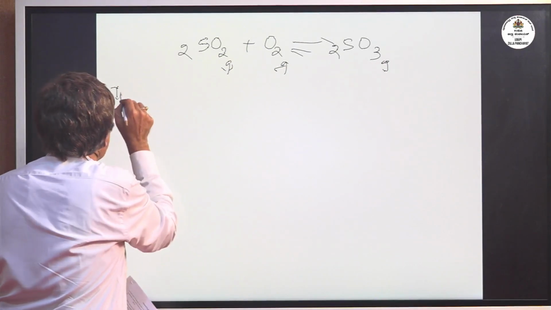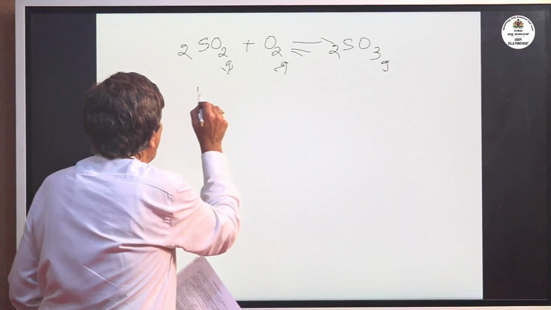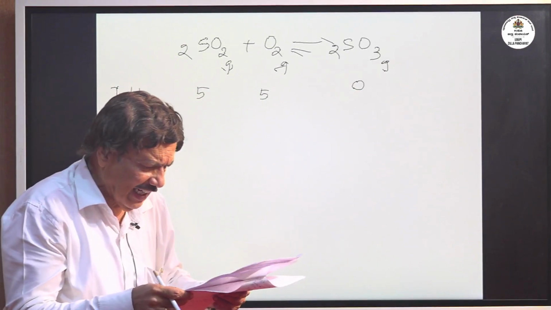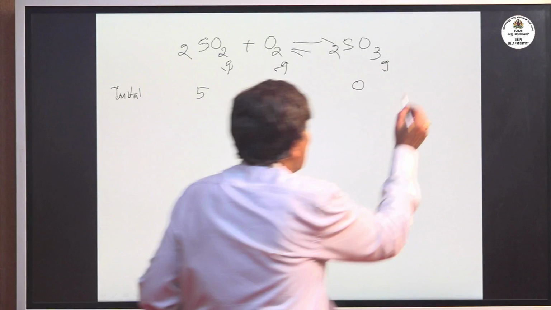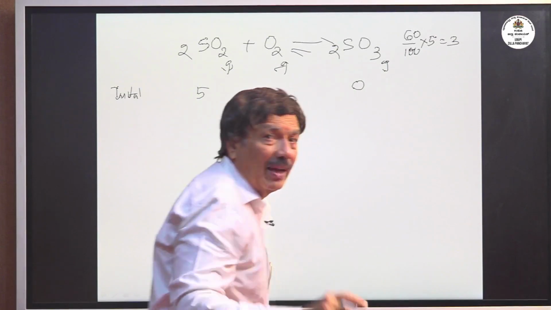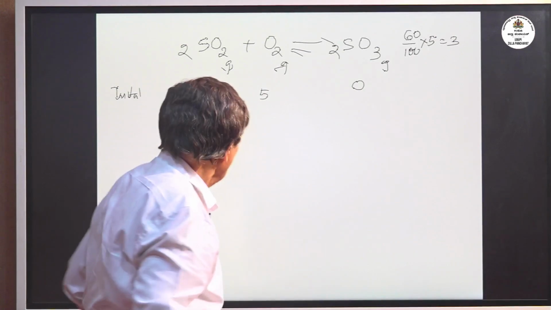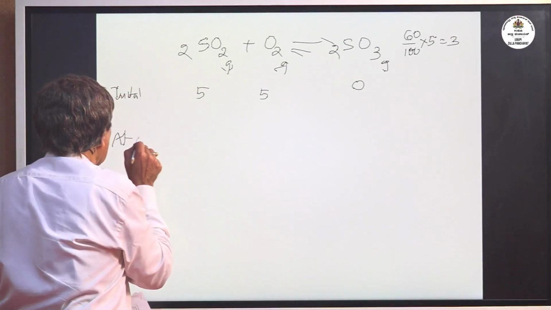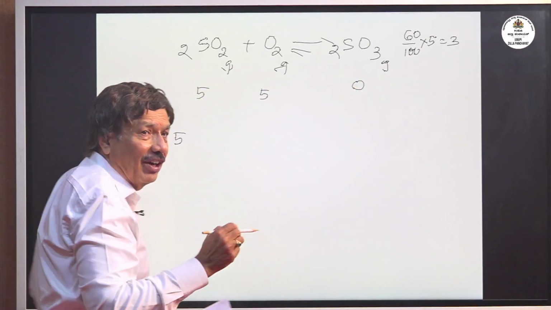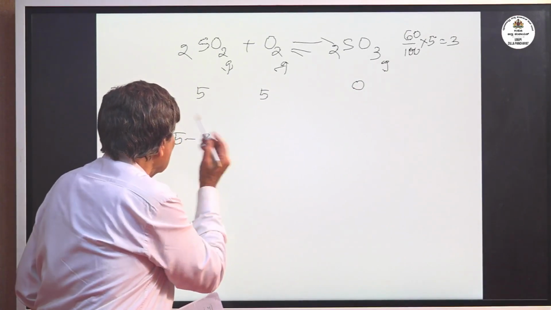Initially how many moles have they taken? Initially 5 moles of SO2 and O2, 5 and 5. SO3 is yet to be formed. Then they are telling that at equilibrium 60% of 5. What is 60% of 5? That is 3 moles. 3 moles of SO2 undergoes combination. So at equilibrium, 5 we have taken. Out of that, 60% means 3 moles undergoes combination. What remains is 2.